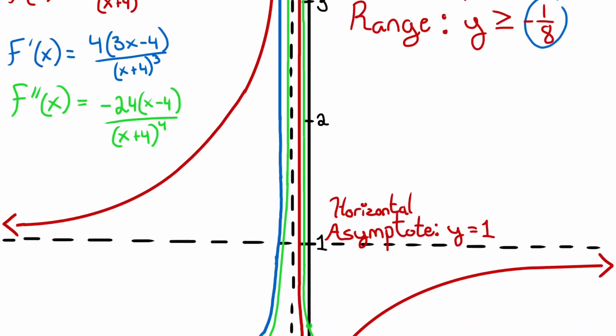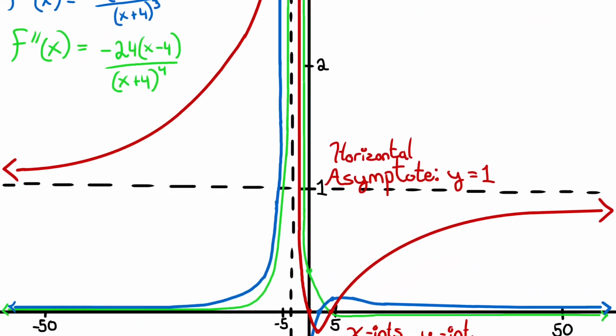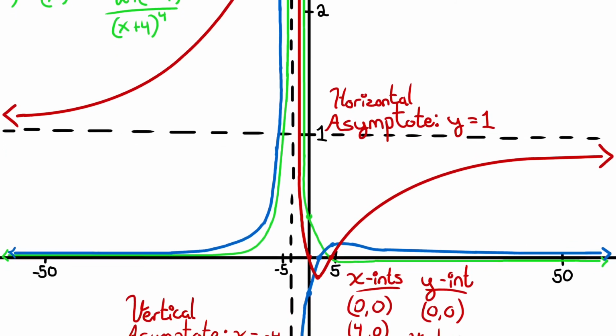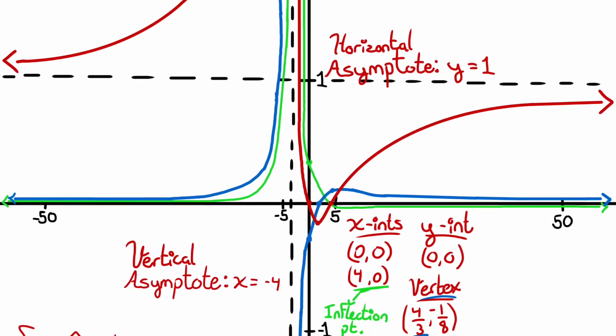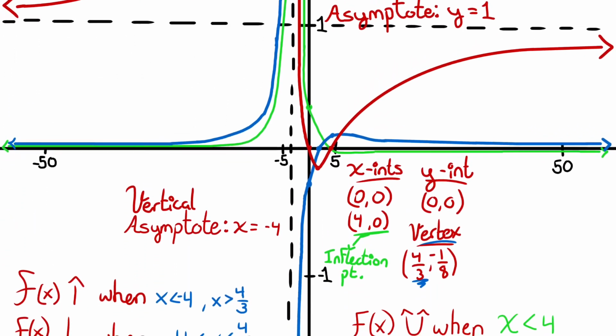I've drawn f of x in red, f prime of x in blue, and f double prime of x in green. Anything that's colored is coded to whichever function or derivative it was drawn from.